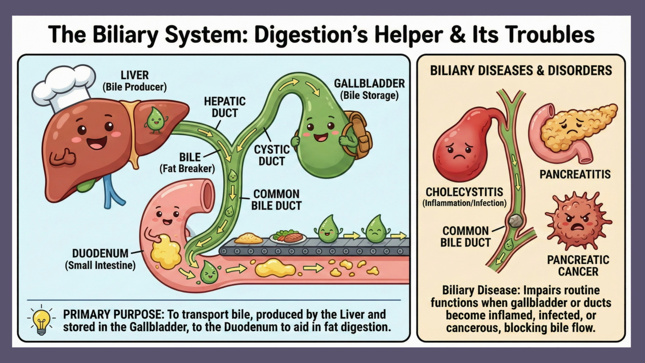The biliary system includes the gallbladder and bile ducts. The cystic duct from the gallbladder and the hepatic duct from the liver join to form the common bile duct. The primary purpose of the biliary system is to transport bile from the liver, where it is produced, to the gallbladder, where it's stored, and then to the duodenum, where it aids in the digestion of fat. Bile is a digestive fluid that helps break down fats.